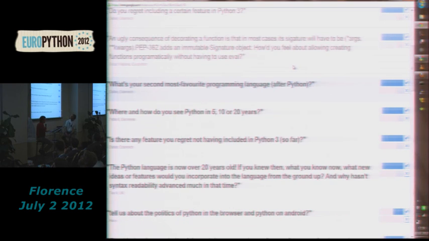What is your second most favorite programming language after Python? That one I've been asked before. It's C, because CPython is implemented in C. So good that the first language is not PyPy, so you would get an indefinite loop.